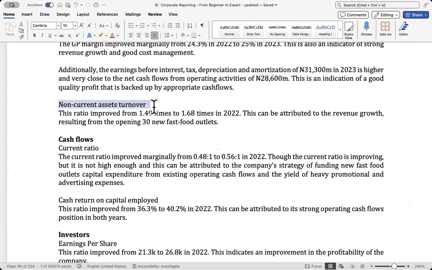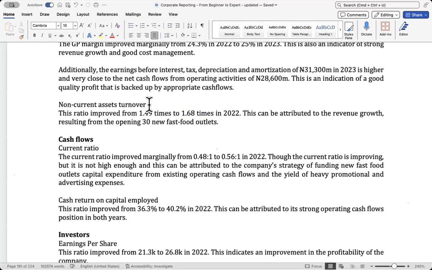Then I went to non-current asset turnover. I said this ratio improved from 1.49 times to 1.68 times in 2022. I said that this can be attributed to the revenue growth resulting from opening 30 new fast food outlets. I have to bring in that. I mean, that is how you bring in context to your ratio.